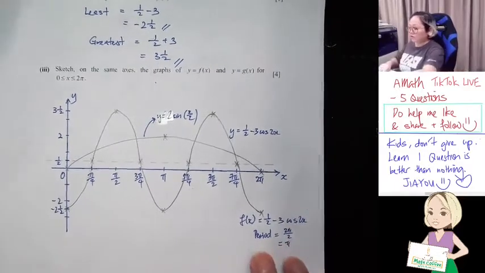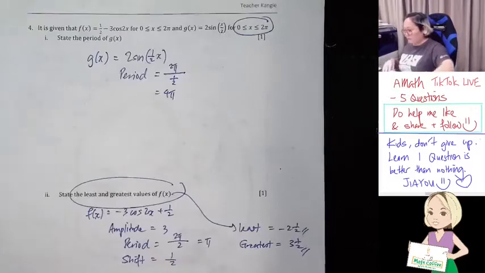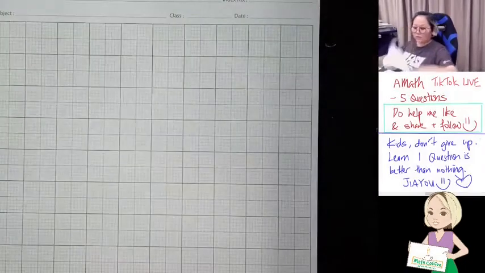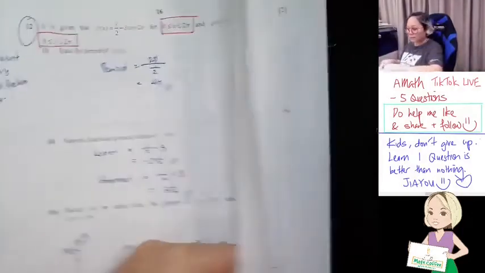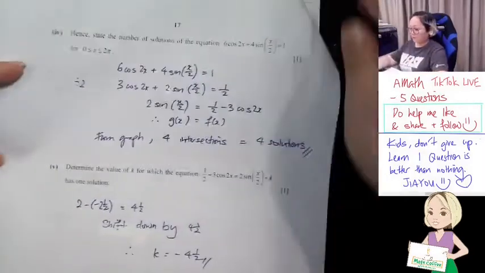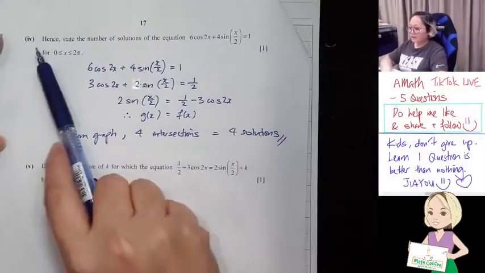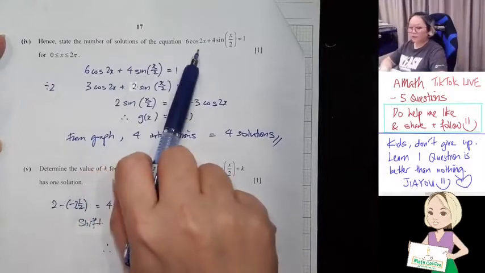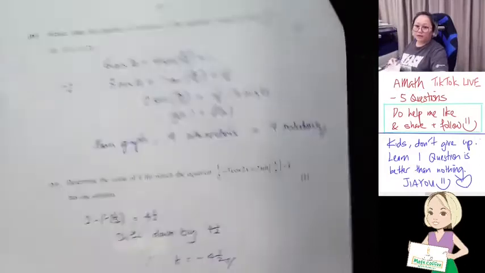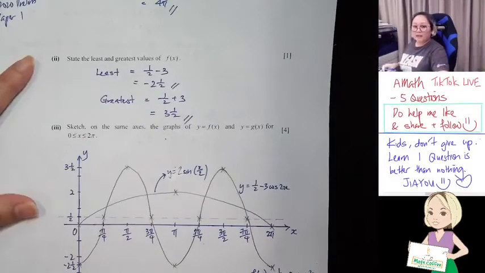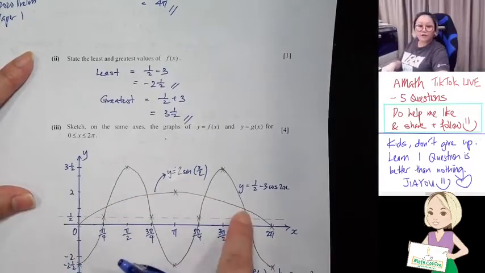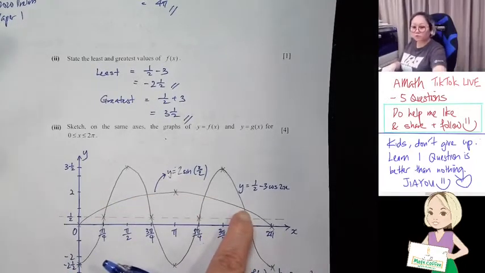Then after that, let's continue the question. So after they plot, wait. Okay, I'll straight away go here. Then they'll say, hence state the number of solutions of the equation. Frankly speaking, this one simply means that it's definitely the graph just now, correct? So when you look at the graph, you can see how many intersection points. They cut at 1 point, 2 points, 3 points, 4 points. Means 4 intersection points means 4 solutions.